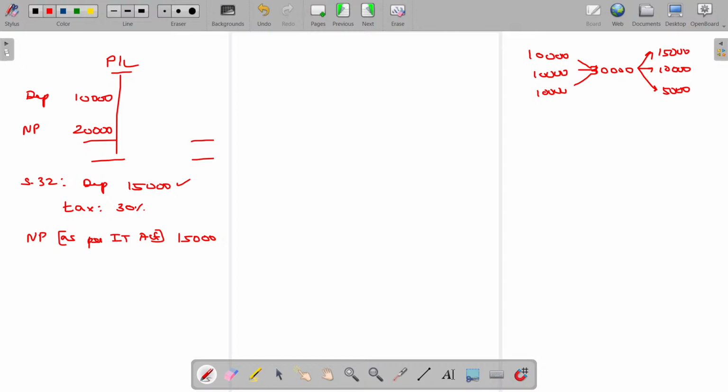Now come on, tell me, what about the tax as per financial accounts profit? If you calculate 30% tax on this 20, you have to pay 6,000, am I right? And if you calculate the tax as per the income calculated by applying the income tax provisions, it's only 15, and on that 30% is 4,500 you have to pay. So the tax payable as per financial accounts is 6,000, as per the taxation purpose it is 4,500.